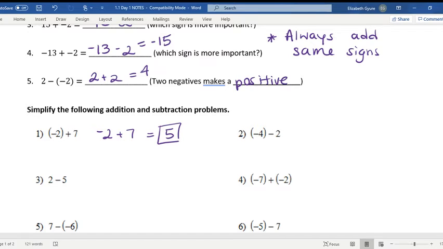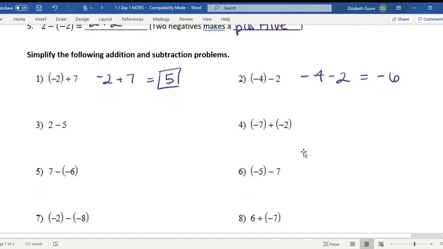Okay, so look at number 2, negative 4 minus 2. Do we need those parentheses? Nope. So this is just negative 4 minus 2. Always add same signs. What's 4 plus 2? 6. So what do you think negative 4 minus 2 is? Negative 6, right. And again, I'm teaching you guys some strategies for doing it in your head a little bit, but you know, if you get lost, that's fine.